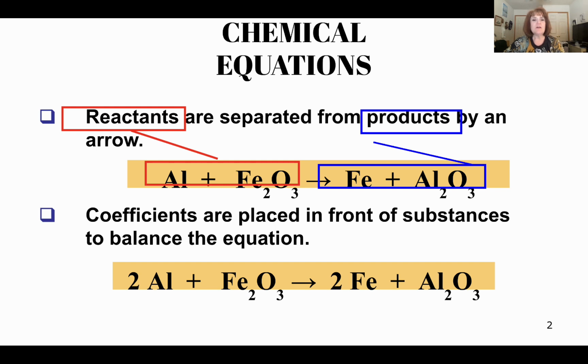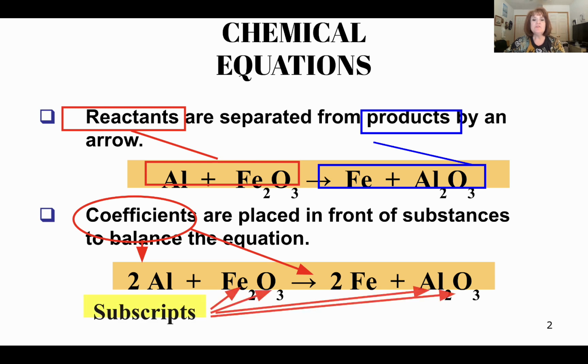Coefficients are placed in front of substances in order to balance the equation. We'll be doing that in the next lesson. But the coefficients are the large numbers out front. Notice you do still have subscripts because those came from actually writing the formulas themselves. And those are not touched at all.